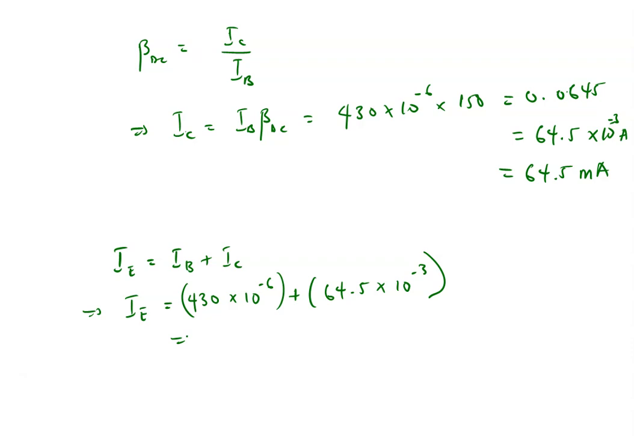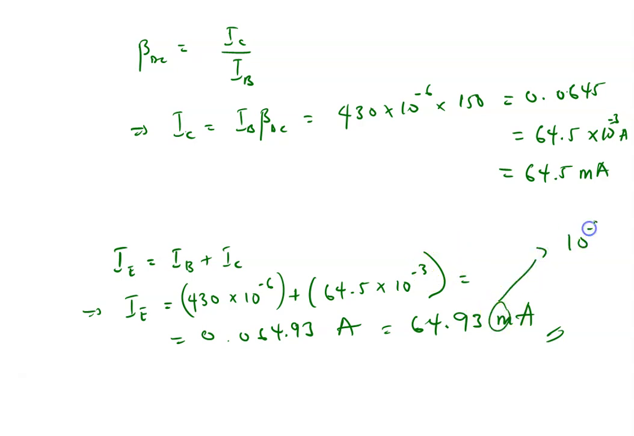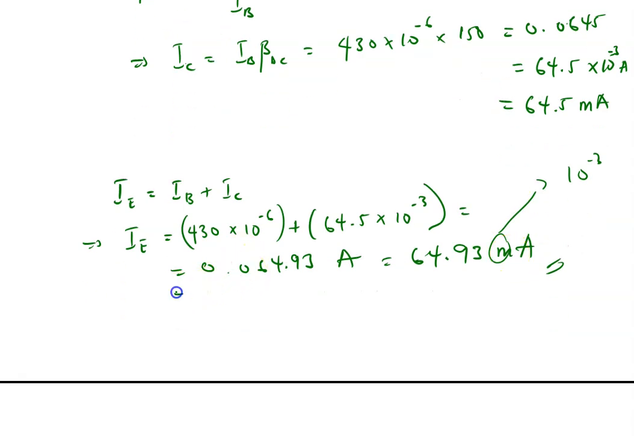That is 430 times 10 exponent minus 6, bracket close, plus open bracket, 64.5 times 10 exponent minus 3. The final answer is 0.06493 amps. If I move 3 times, 1, 2, 3, I'm going to get 64.93 milliamps. This is the same as 64.93 times 10 exponent minus 3 amps, which becomes 64.93 milliamps.